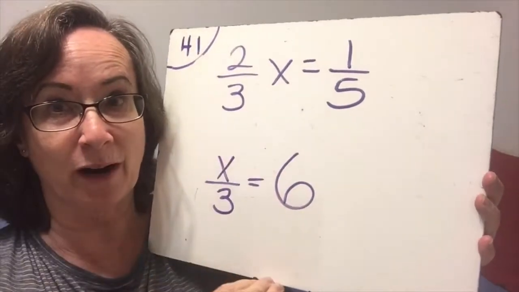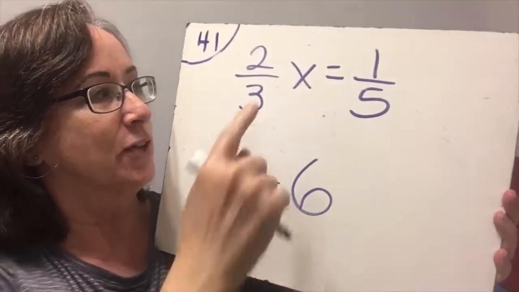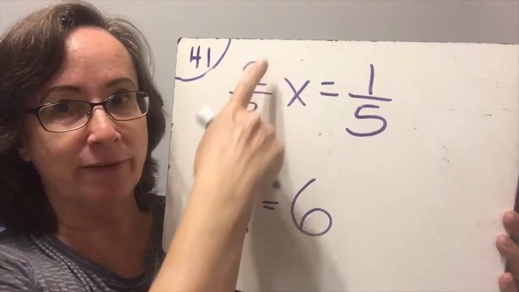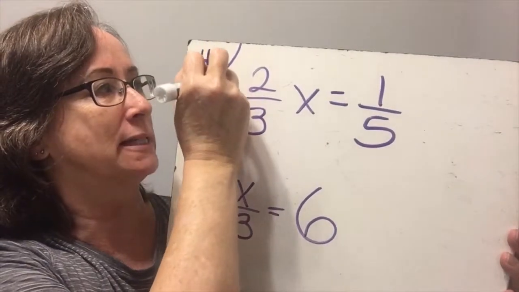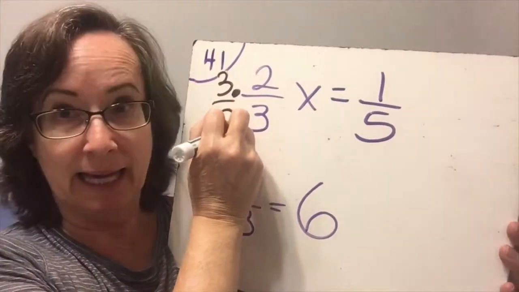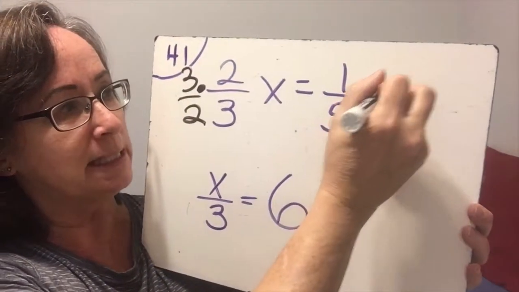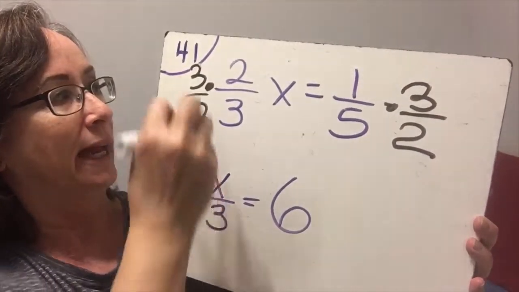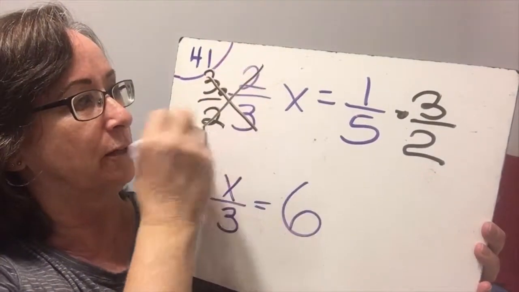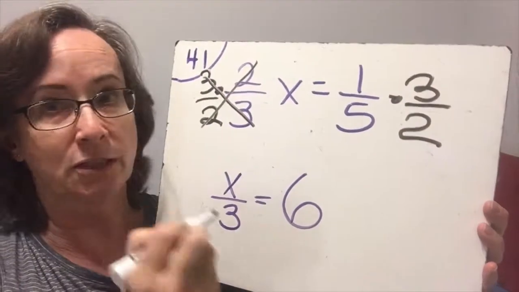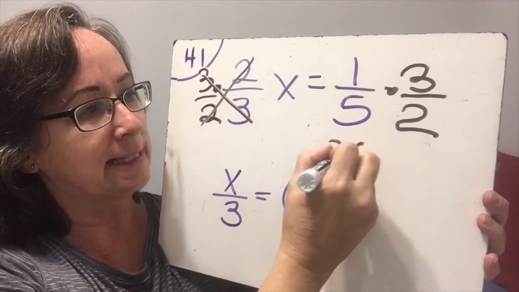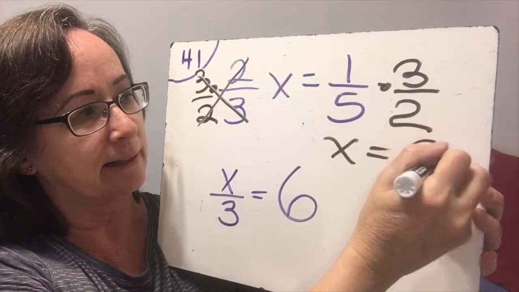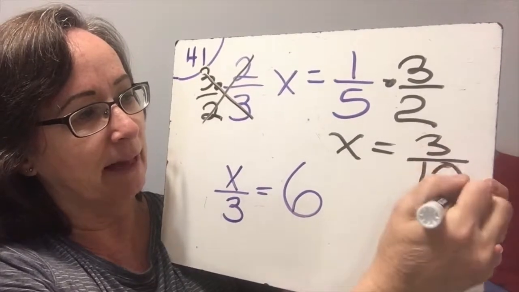Okay, here are 2 more before we get to our practice problems. So we're trying to get the x by itself. So we will multiply to get rid of the 2/3. We will multiply by the reciprocal, which is 3/2. But if we multiply one side by 3/2, we must multiply the other side by the same number. So now the 3's and the 2's, it becomes 6/6, which is 1. And we wind up with x equals, and now we have to multiply this, 3/10. And that would be our answer.